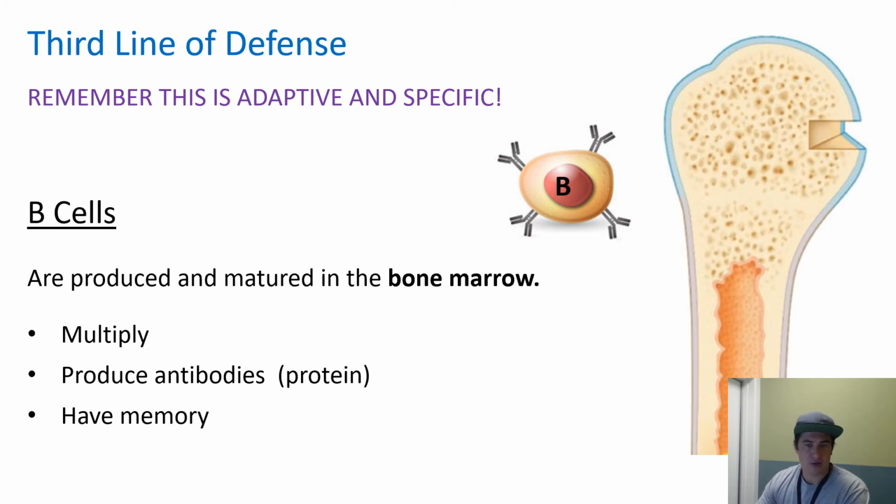Our B cells, so these are leukocytes, also called lymphocytes because they're in our lymph system, are produced in our bone marrow, where all blood cells are produced. But they also mature in the bone marrow. So think B for bone marrow, made and matured in our bone marrow. They multiply. They can produce things called antibodies, which are types of proteins, and we'll talk about those next. And they also have memory.